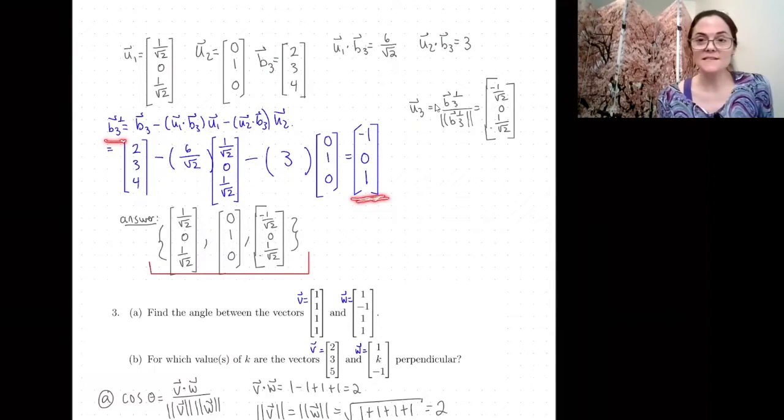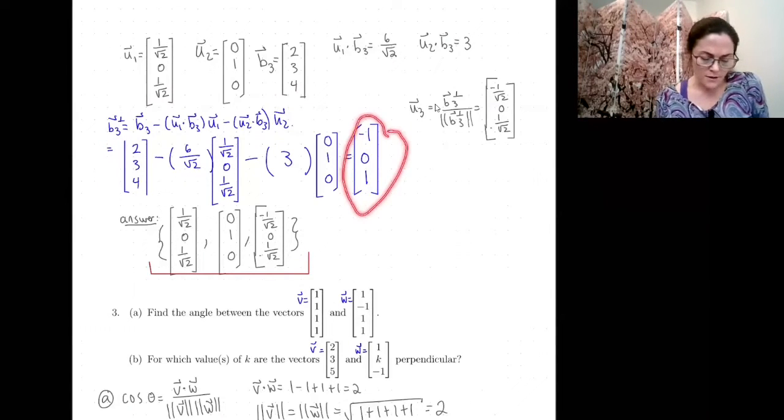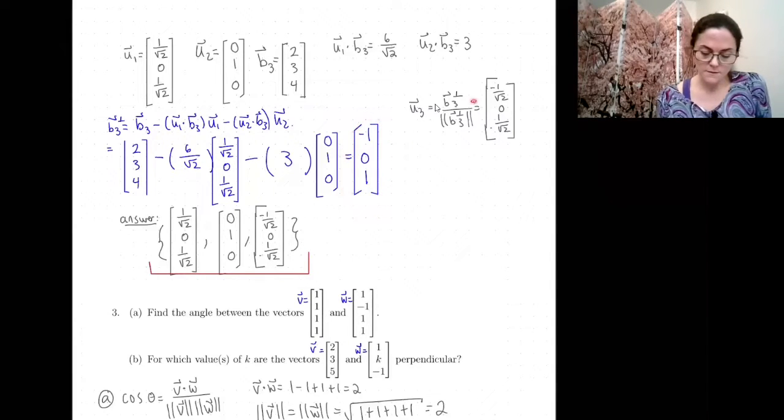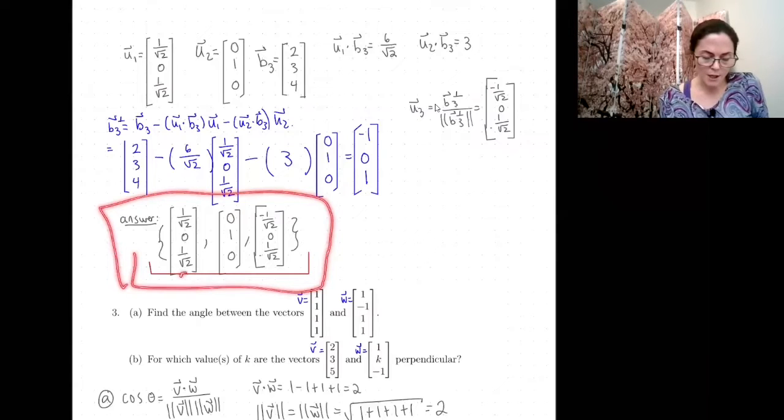Then the final step is you divide by its length. And again, if you look at this vector, you see the length is square root of 2. So we take this divided by square root of 2, and we get this vector here. And the final step is just to list the answer. We have found an orthonormal basis. It is right here. This was U1, U2, U3, and it's not a bad idea to check that they are all perpendicular to each other, and each vector listed here is unit. So this says it is orthonormal.